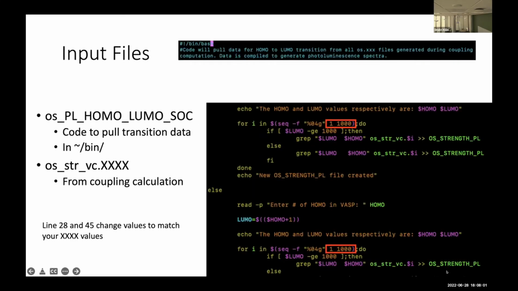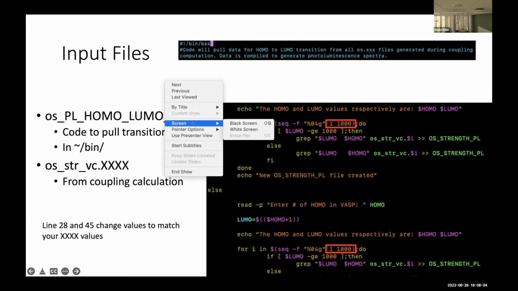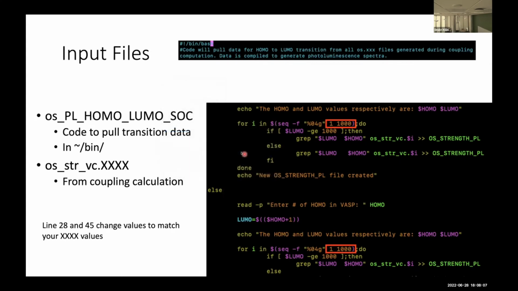With your spin orbit calculation, there is a code in the bin on NERSC, which is modified from coding off human. It's this OS_PL_scripts. You're also going to need from your coupling calculations all the OS_strength_VC.XXX files. These are your files that show the oscillator strength along the trajectory, specifically the ones for interband.